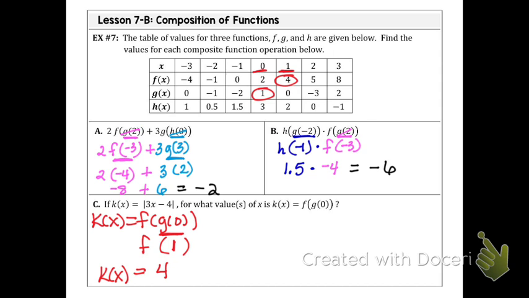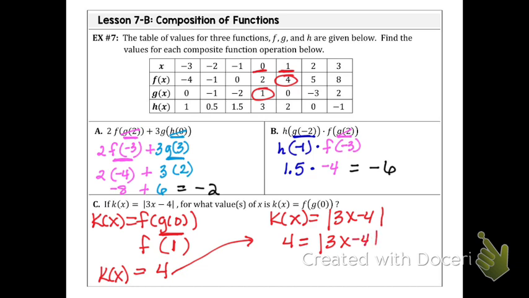Now the first part tells us that k of x is equal to the absolute value of 3x minus 4, which if k of x is 4, means 4 equals the absolute value of 3x minus 4. Remember, when you take the absolute value, it's always positive. That's why it's a positive 4. But what's inside here can be positive or negative. So we could take the positive of what's inside, set it equal to 4, and the negative of what's inside, set it equal to 4, and solve them both.